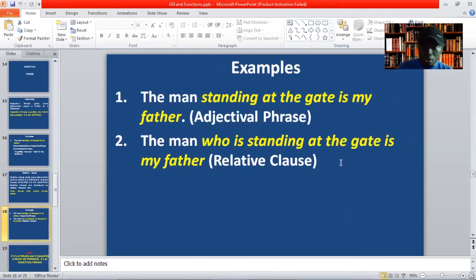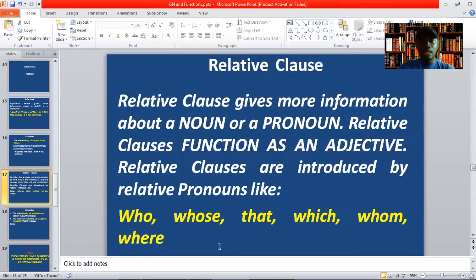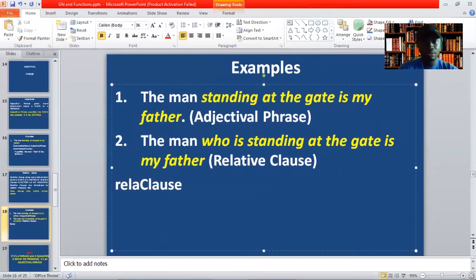Now, for question 2, the first thing you do is to identify if this is a phrase or a clause. Obviously, this is a clause, who is. And like I said, once the group of words is introduced by any of these relative pronouns, you have a relative clause. This is the grammatical name, relative clause. What's the function? It qualifies the noun man in the sentence.